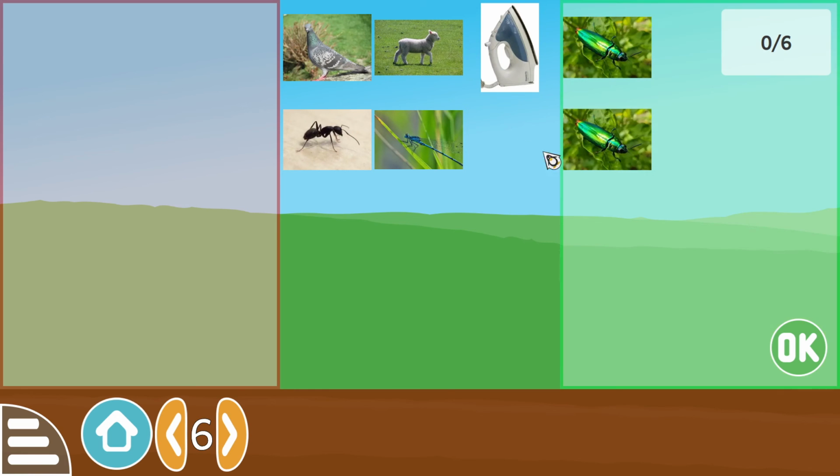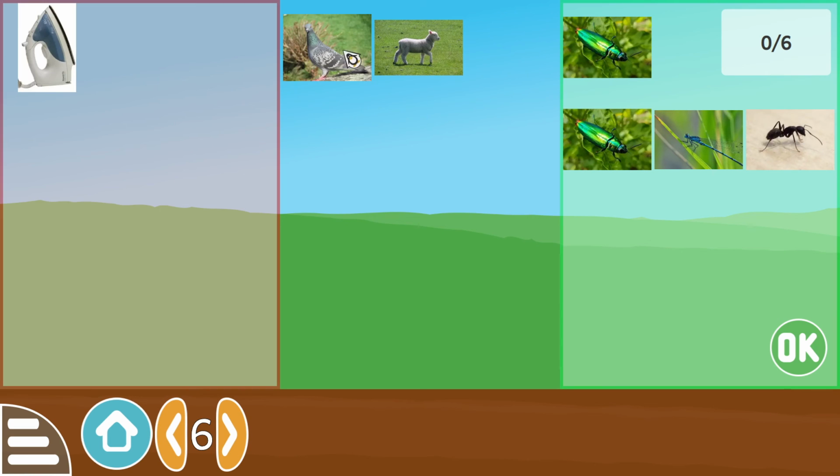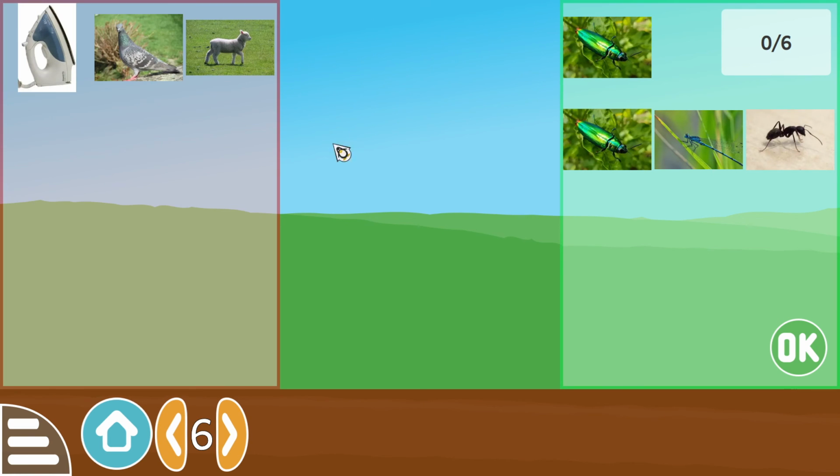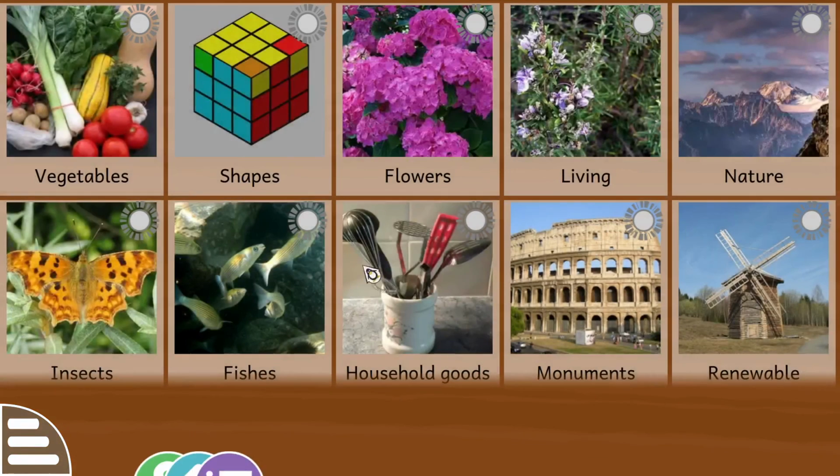And looks to be just these 3 there with an ant, dragonfly, and something else. The iron, pigeon, and lamb isn't. And that's the insects.